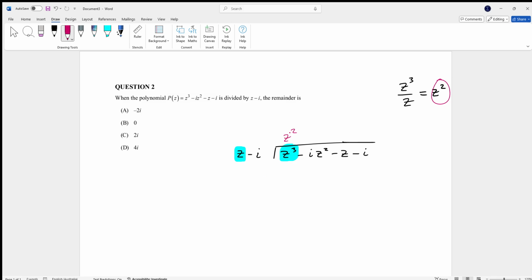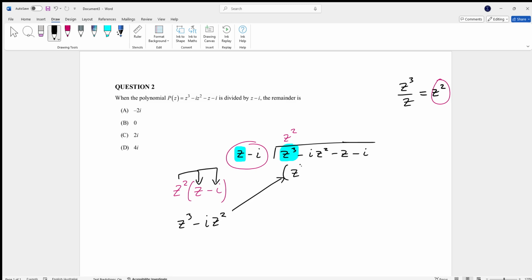Then we multiply the z squared by this guy here. So you have z squared times z minus i, and whatever that multiplies to, so that'll be z cubed minus i z squared. And we'll know if we've done the long division correctly, because if we move this down here in a bracket and we subtract it, we should get 0 for the first term, okay? So here, z cubed minus z cubed gives you 0. That's why we know we've done the first step correctly.